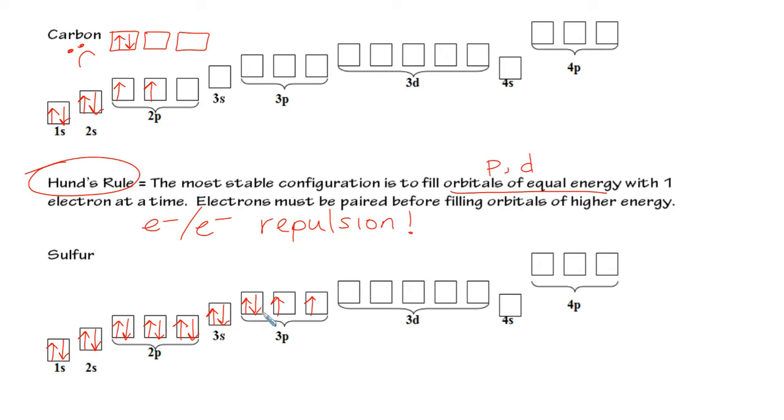And that might affect some of the properties of these elements. We'll deal with that later. So I'm hoping that this is somewhat familiar to you. The Aufbau principle just says that we always fill low energy to high energy. We have to completely fill a set of orbitals before we can move up to higher energy orbitals. And Hund's rule says that when you get to p's or d's that are equal energy, fill them one at a time first. Then go back and pair them.